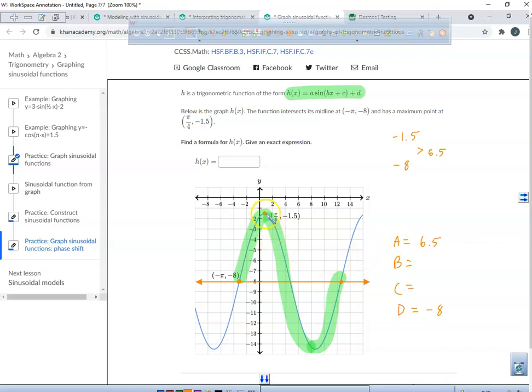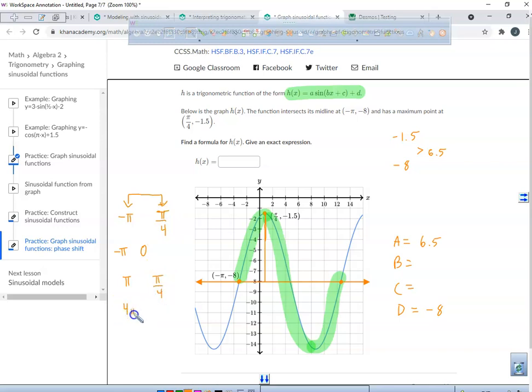So check this out. Can everybody see how that is a quarter of the way across? So I went from a -pi all the way over to pi over 4. So I got to find the gap between those. Well, the gap between -pi and 0 is pi. And the gap between 0 and pi over 4 is just pi over 4.